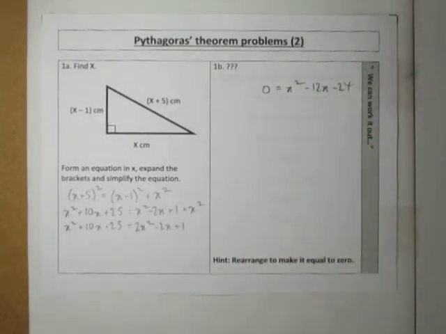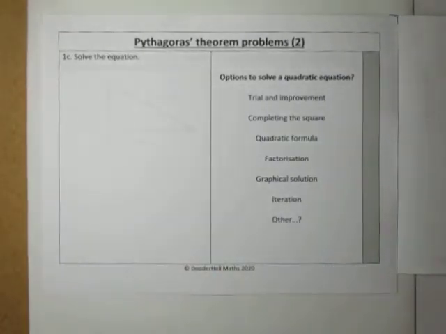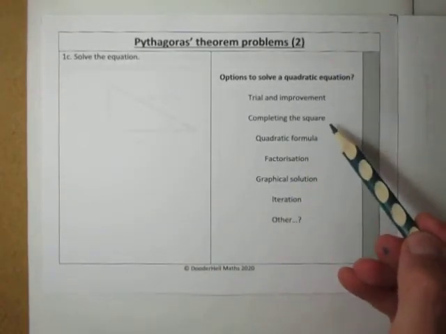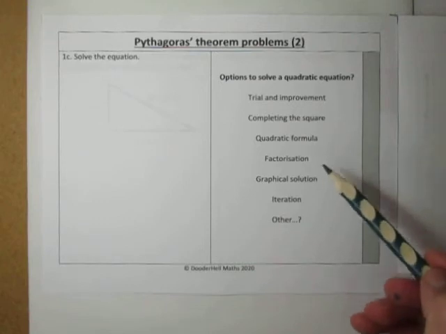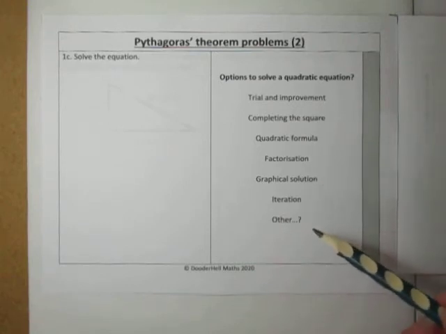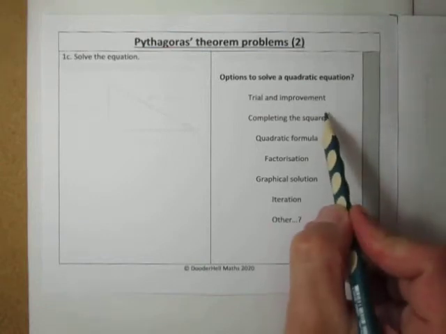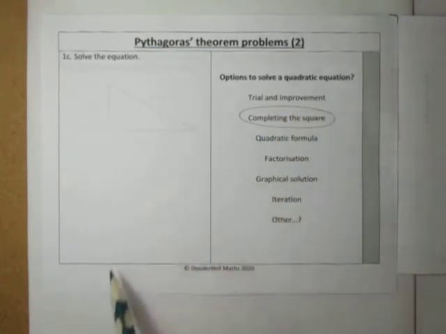Now the question is, how are we now going to solve this quadratic equation? There are a few different techniques that we have available. We've got trial and improvement, completing the square, quadratic formula, factorization. We've got the graphical solution, iteration. There are a few others, you might be aware of them. But the one that I'm going to use today is completing the square.